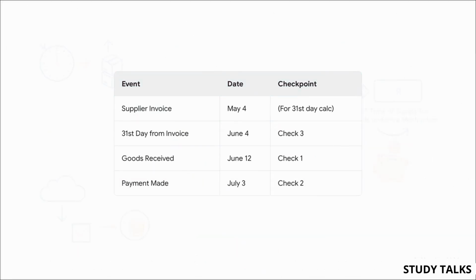This is a great one. The goods are received on June 12th, payment is way later on July 3rd, but the 31st day from the invoice date was all the way back on June 4th. So when we compare the three, June 4th is clearly the earliest. This is the perfect example of why you absolutely have to check all 3 points every single time. You can't just stop after the first or second one.